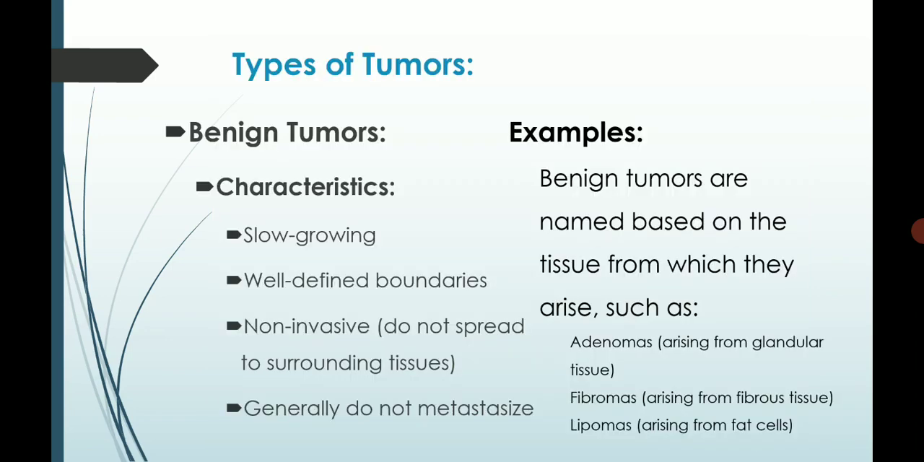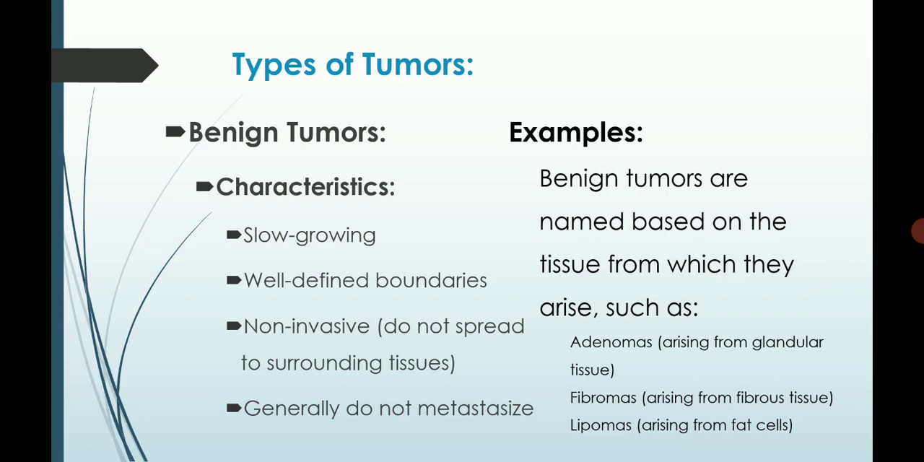As we discussed, there are two types of tumor. First, we'll discuss the characteristics of the benign tumor. Benign tumors are very slow growing, so they cannot emerge fast. They also have well-defined boundaries, so they stay within the boundaries and cannot cross them. They are non-invasive, and they generally do not metastasize. These are the basic characteristics of benign tumors.